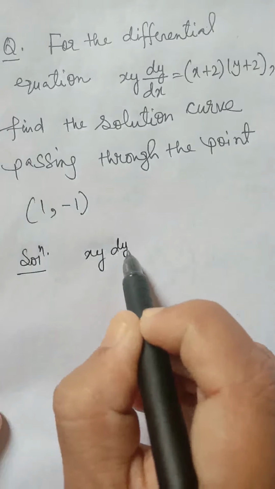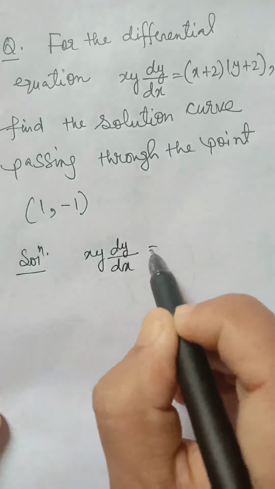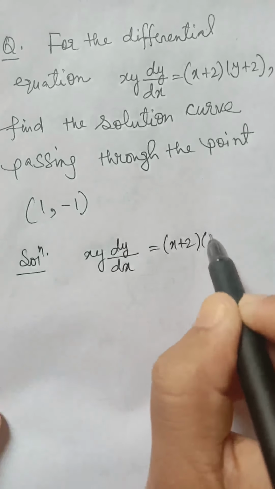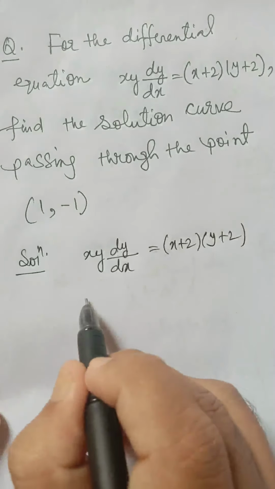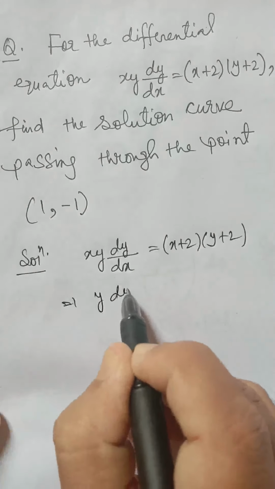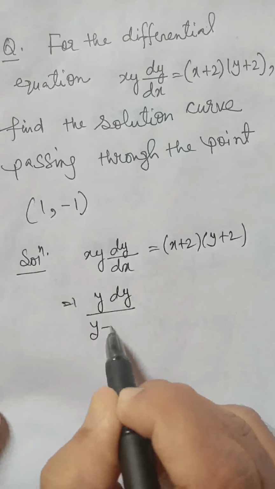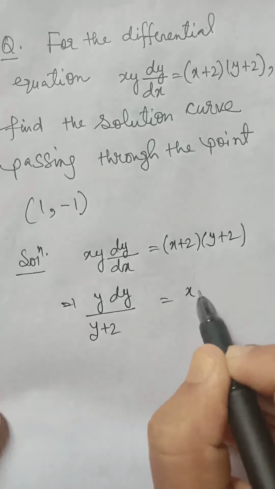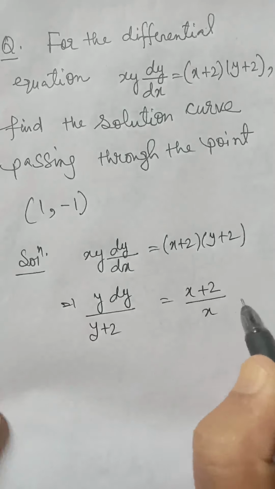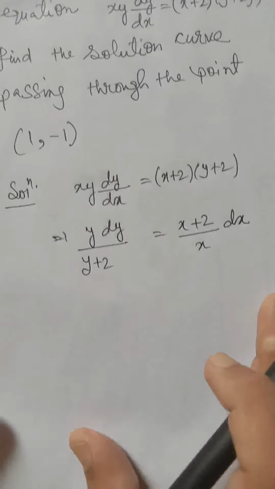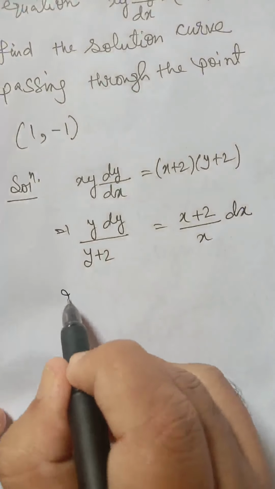So the given equation is xy dy by dx equal to (x plus 2) into (y plus 2). So y dy by (y plus 2) is equal to (x plus 2) by x dx. So we can separate the variables. Now integrating.